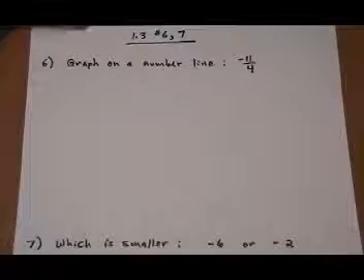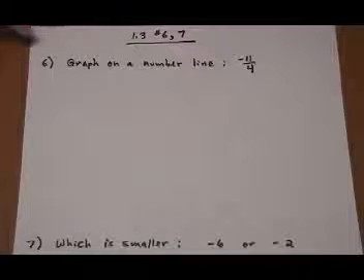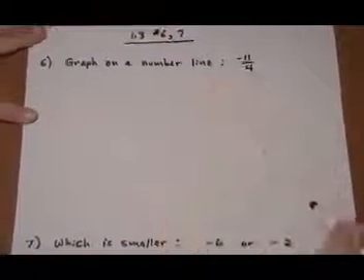Section 1.3, numbers 6 and 7. These numbers both have something to do with graphing on a number line, so let's take a look at them. First, we want to graph the number minus 11/4.